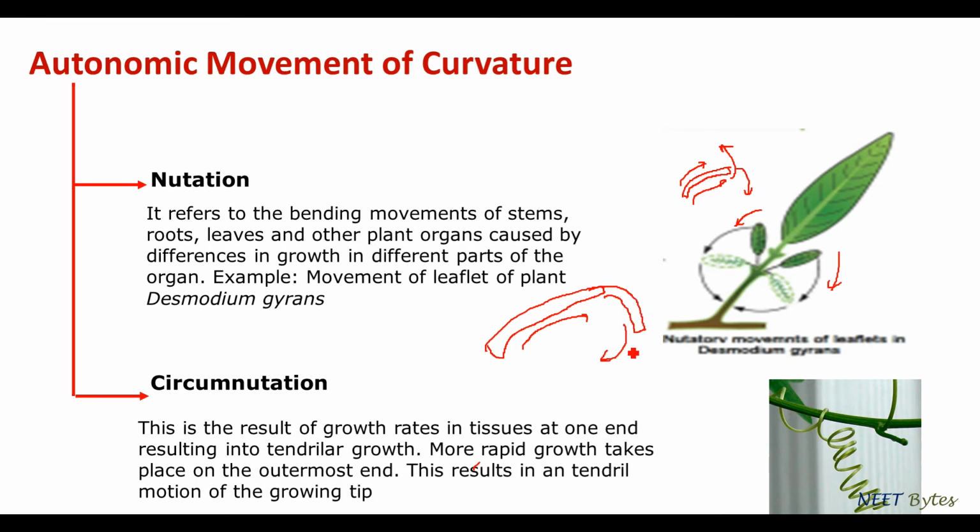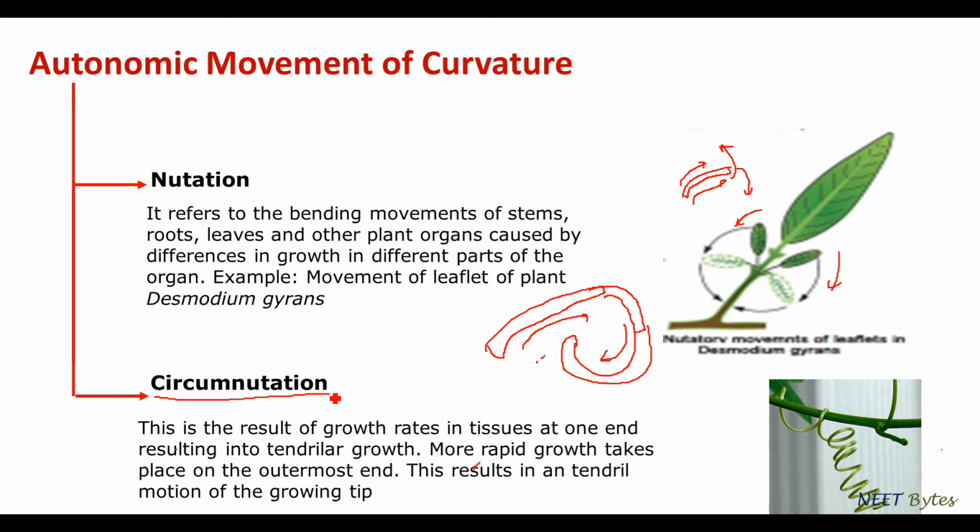If movement is going to occur on only one side, then over a period of time, what will happen? It will form a tendril structure. So if the movement occurs at only one side, that leads to a tendril structure, as observed in the diagram, right? So this is what we call circumnutation.